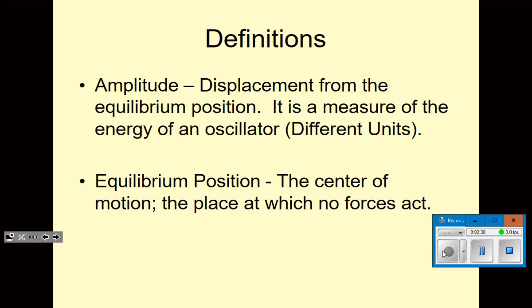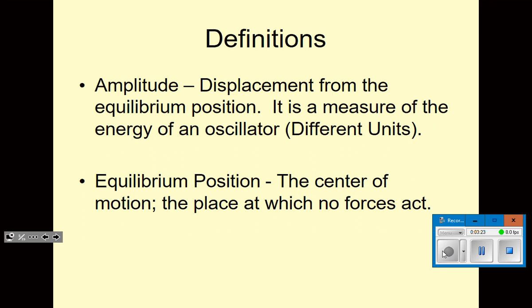Amplitude is the displacement, and remember that's a distance value in a certain direction, and that direction is from an equilibrium position. And it is a measure of energy of an oscillator. So for example, when we talk about sound, the amplitude is how loud things are, so it's how much energy it has. When we talk about pendulum, the amplitude is an angle. Okay, so that's a different unit value because it's in degree mode, whereas amplitude, like a sound wave, is meters because it's a height. But it measures how much energy it is, and so the higher the amplitude, the more energy it has.